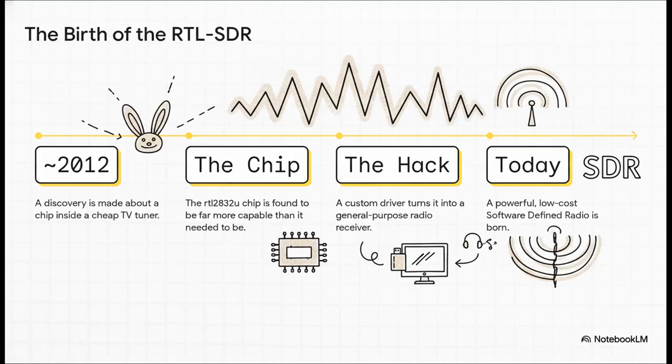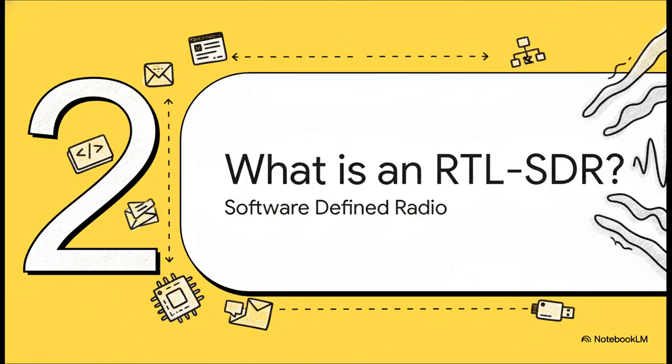Okay, so back around 2012, some seriously smart people realized that the chip inside these cheap TV tuners, this RTL-2832U, was way more powerful than it needed to be. They figured out that if they wrote their own special software driver, they could just totally bypass the TV part and unlock its secret ability to become a wideband radio receiver. And just like that, the RTL-SDR was born, and it blew the doors wide open for everybody to get into the world of radio.